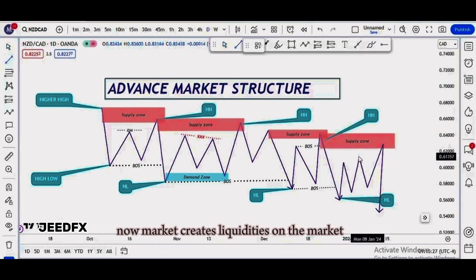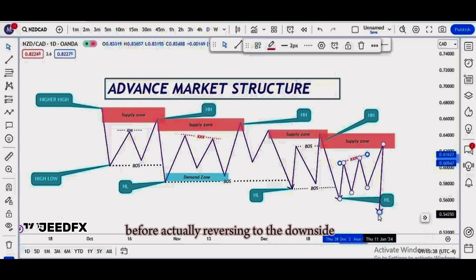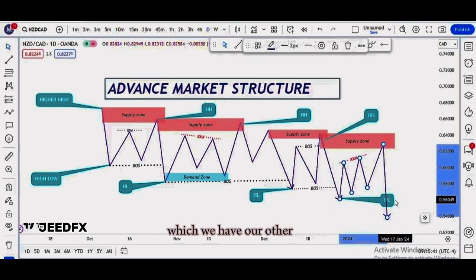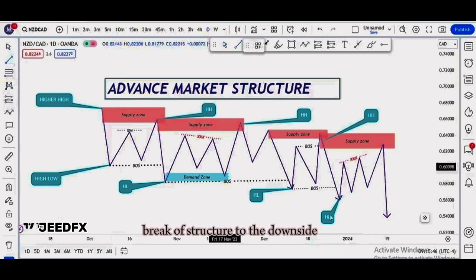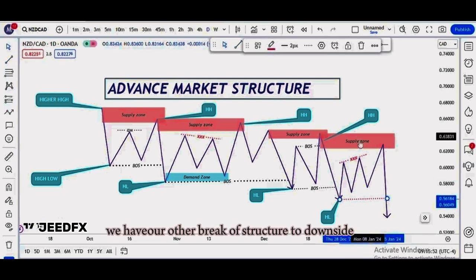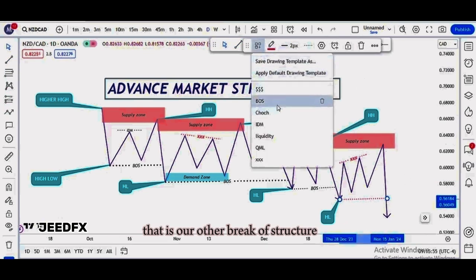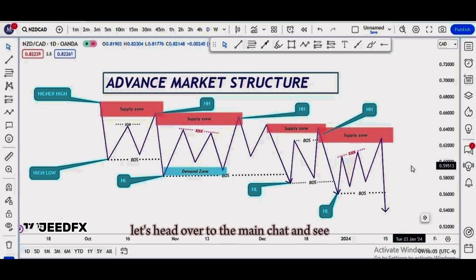Now, the market creates liquidity before reversing. The market creates liquidity before actually reversing to the downside, where we have our other break of structure to the downside. That's our other break of structure. Alright guys, let's head over to the main chart and apply it to see what we are talking about.